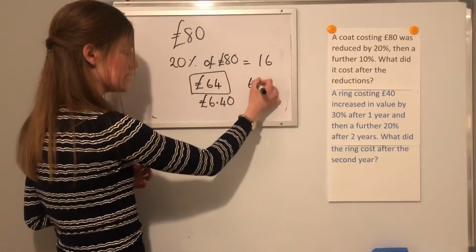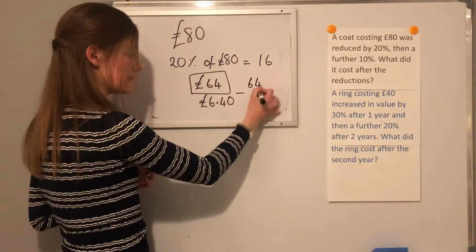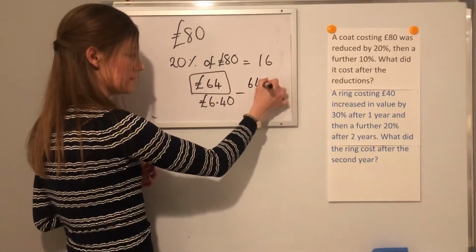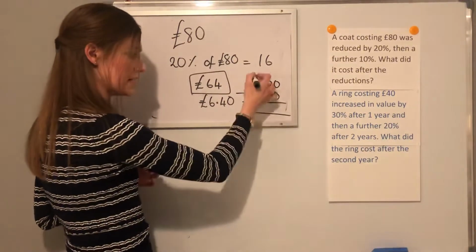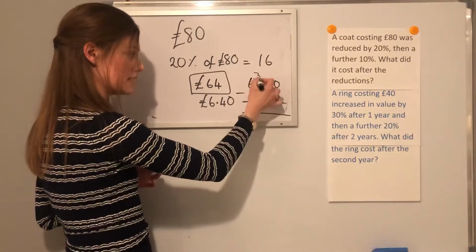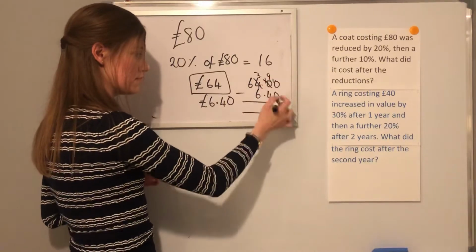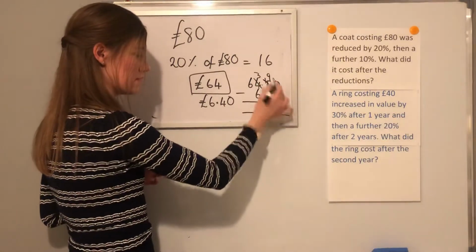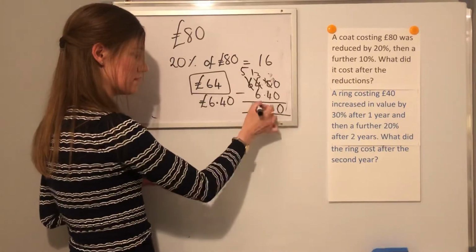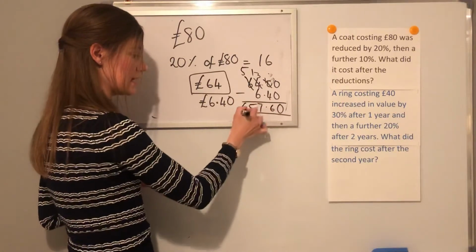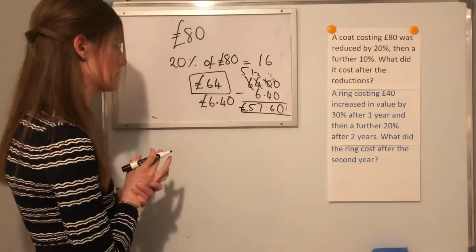So you do £64, take away £6.40, okay, and you do the sum straight down. Okay, and that gives you £57.60.